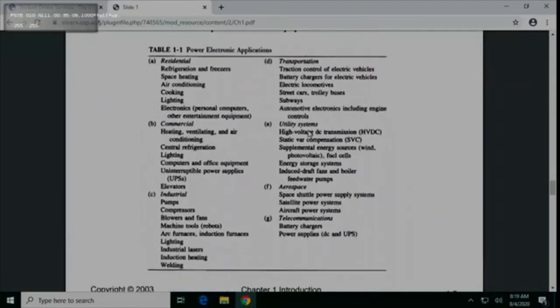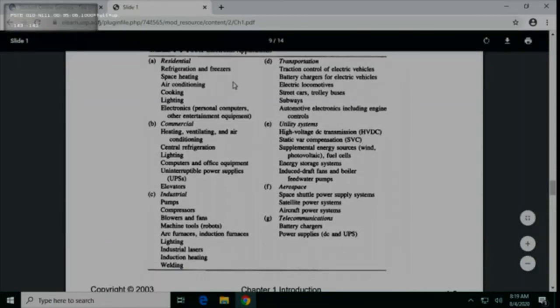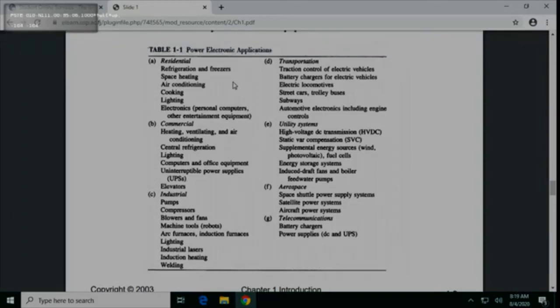Now, scope and applications of power electronics. Residential: where do we use power electronics? We gave an example yesterday, but look at the other examples. Refrigeration and freezers, right? You have inverter freezers now at home. Even the control of the temperature is made by power electronics. Space heating, air conditioning, cooking.